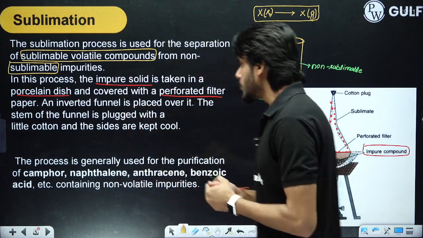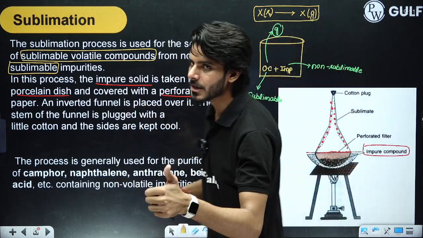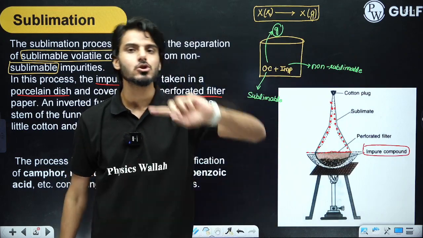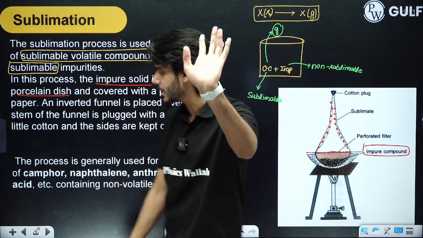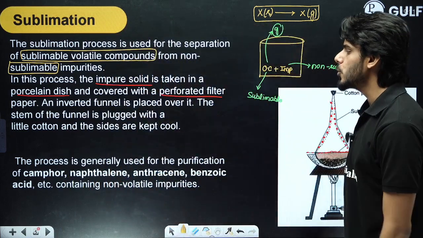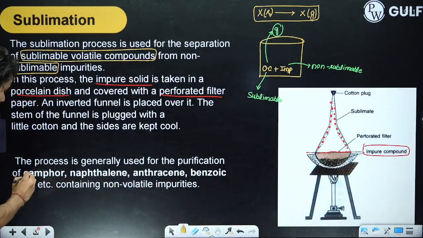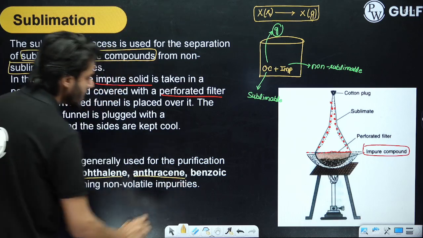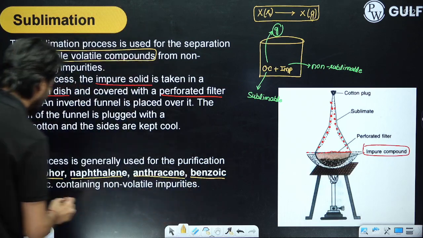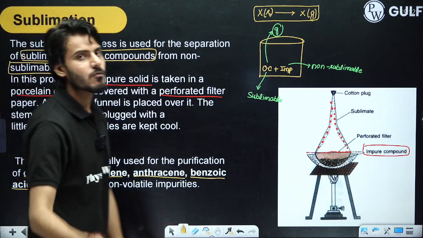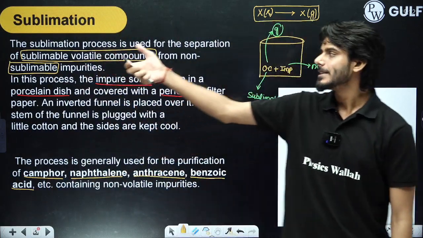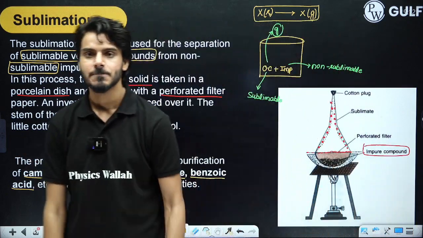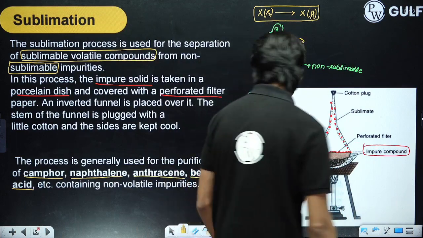So the principle is the first thing: either the organic compound or the impurity should be sublimable and the other should be non-sublimable. And the second thing is examples. For example, if we want to purify camphor, naphthalene, anthracene, or benzoic acid, in all these cases we have to use sublimation, guys, the technique to purify these organic substances. All right, so this was sublimation.